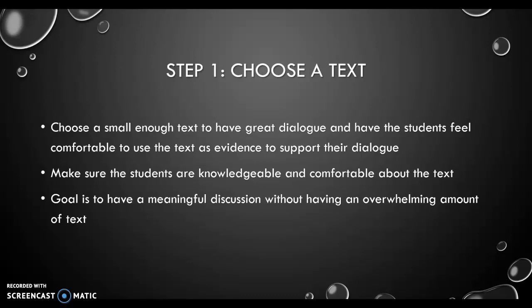The Socratic Seminar has 5 different steps. The first step is for the teacher to choose a certain text, and in the process of choosing the text, you want to choose a small enough text to have great dialogue for the students, and have the students also feel comfortable to use the text as evidence to support their dialogue. With this reading strategy, we want to make sure that the students are knowledgeable and comfortable about the text. The goal is to have a meaningful discussion in the classroom without having an overwhelming amount of text.